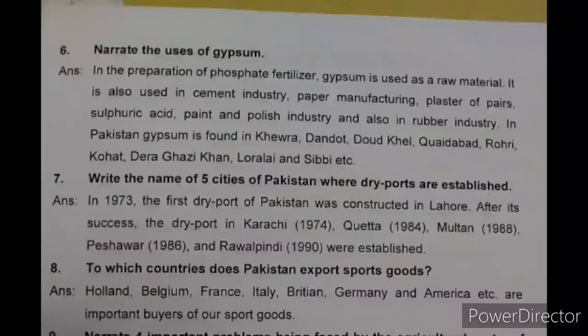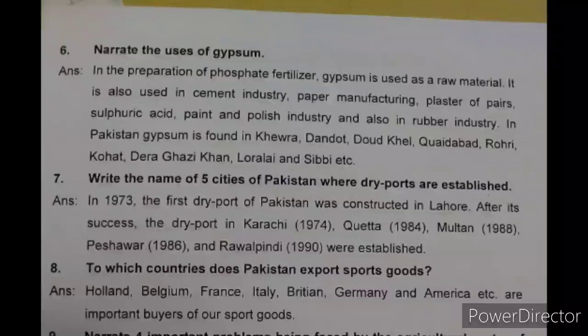Uses of gypsum is in the preparation of phosphate fertilizers. Gypsum is used as a raw material, and it is also used in cement industry, paper manufacturing, plaster of Paris, sulfuric acid, paints and polish industry, and also in rubber industry. In Pakistan, gypsum is found in Khewra, Dandoor, Daud Khel, Qaidabad, Rohri, Kohad, Dera Ghazi Khan, Loralai, and Sibi.